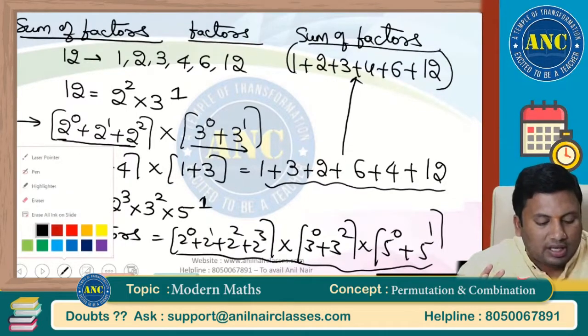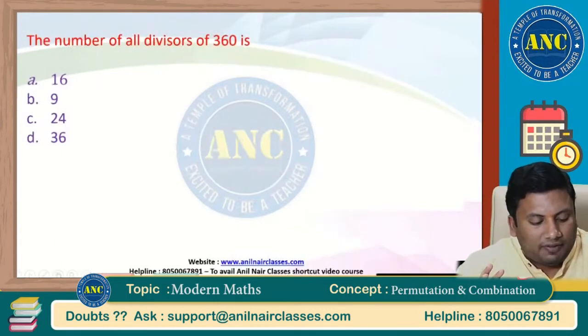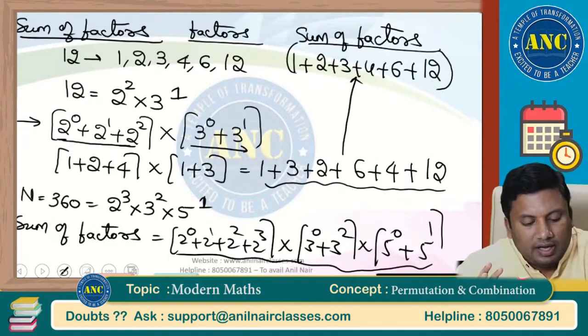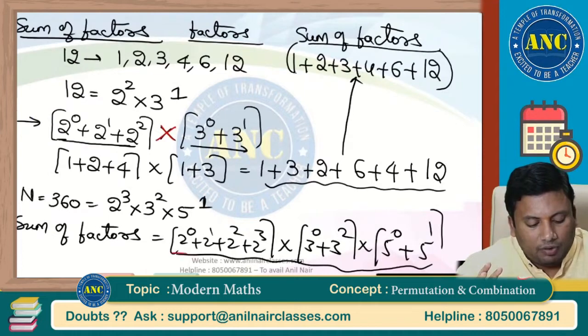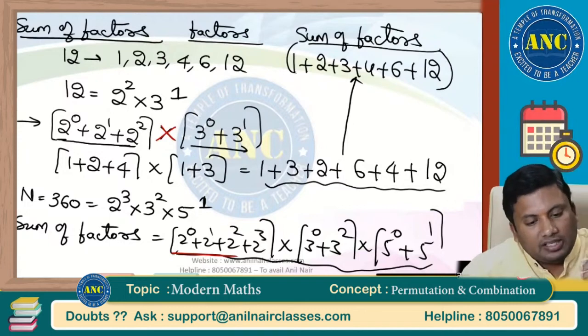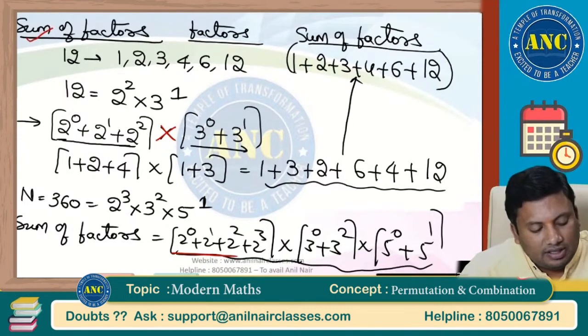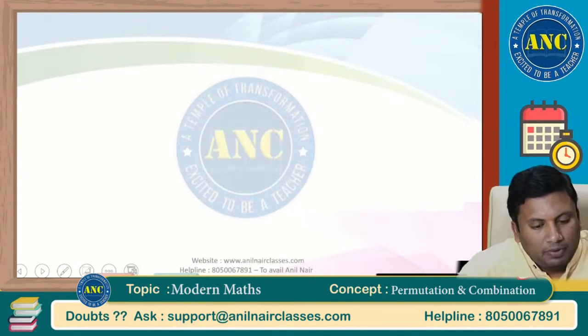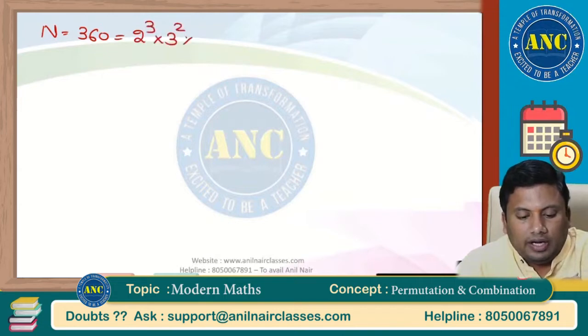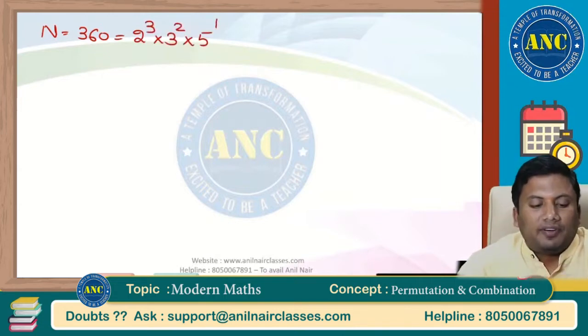Everywhere I am using the fundamental principle of counting: one event after another event. I hope it is clear. Sum of the factors can also be asked from permutation and combination. N is 360, 2 cube into 3 square into 5 power 1.